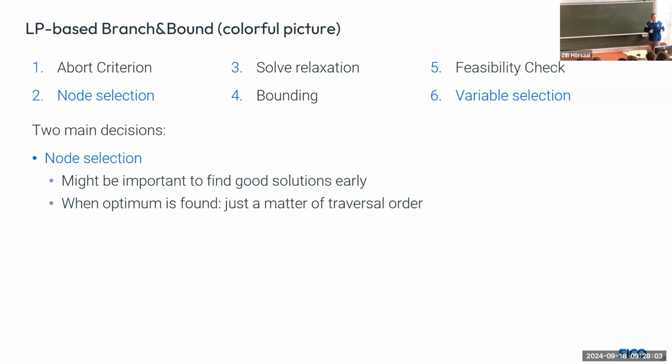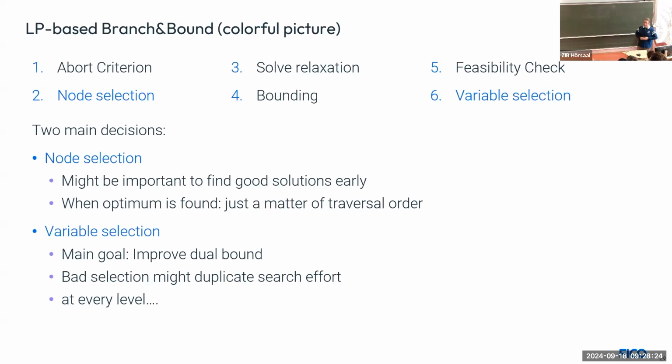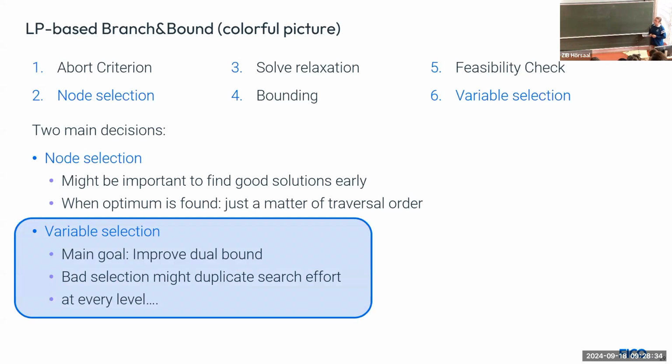While they might seem equivalent at first glance, one of them is way more important than the other. So the node selection essentially decides the order in which you traverse your search space. There's considerations among that, but it's by far not as important as the decision how you build up your search space. How do you split it, which is the variable selection step, which is why most of the research and also most of the presentation today will focus on this part here.